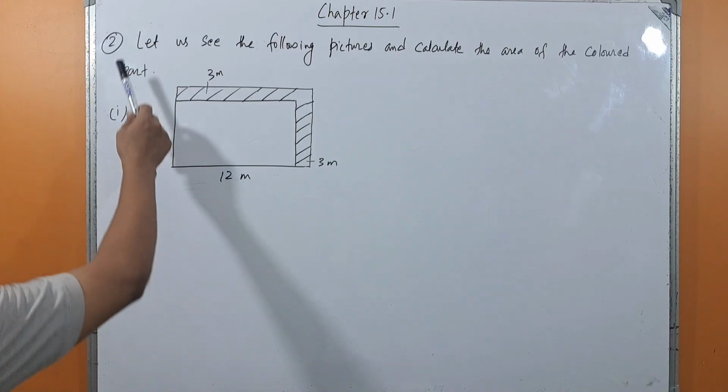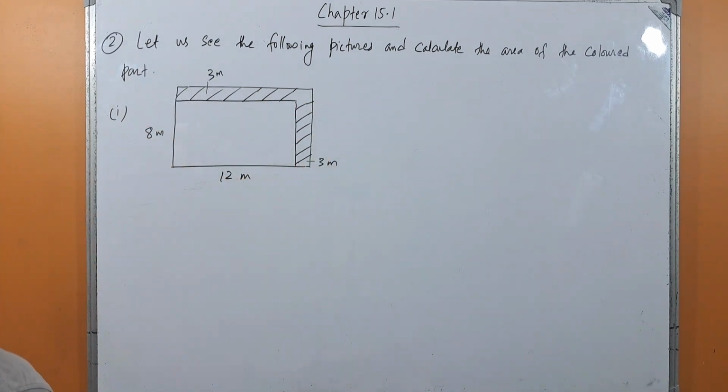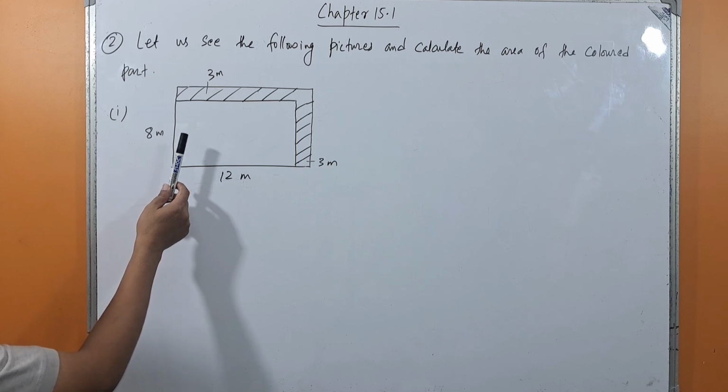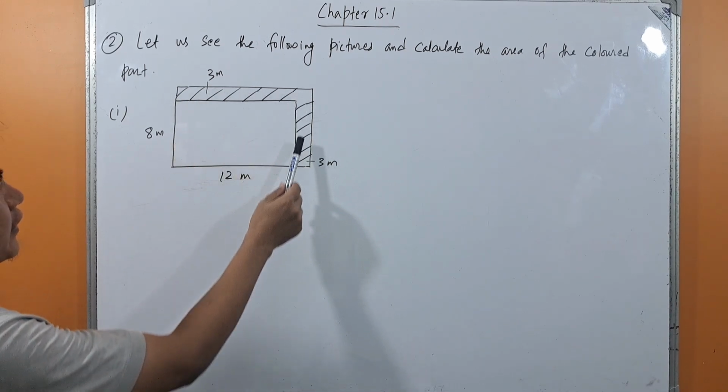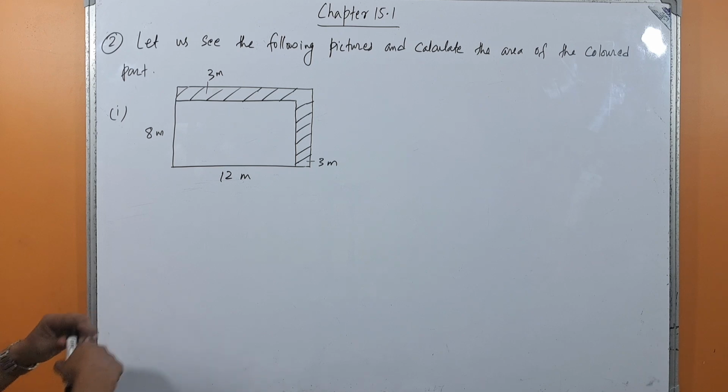Question number 1 of 2. Let us see the following pictures and calculate the area of the colored part. So this is the figure given to us. We are asked to find the area of this colored part. So this is very simple and easy.